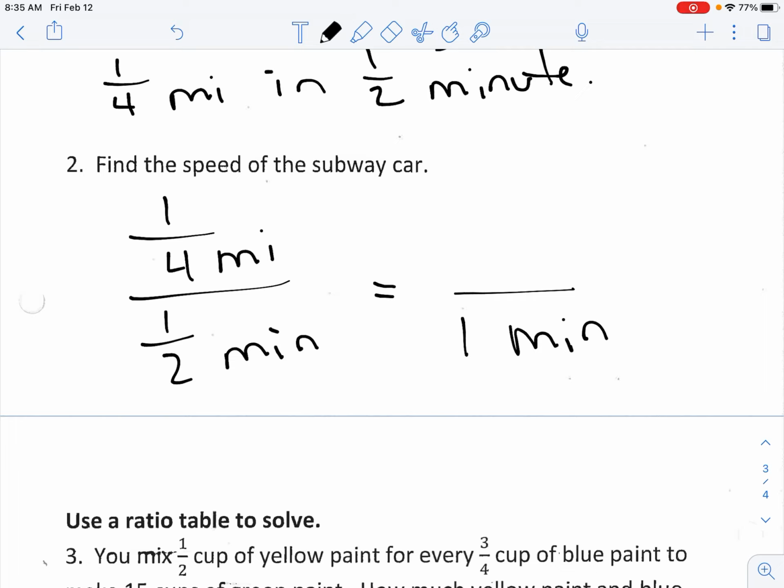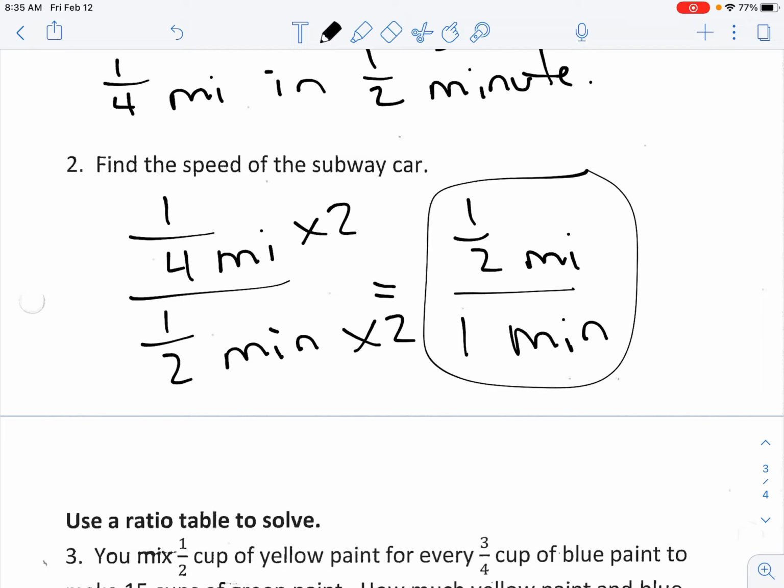So to get from 1/2 to 1, we would multiply by 2. So 1/4 times 2 is 1/2. So the subway car is traveling 1/2 a mile per minute. That would be the rate of your subway car.